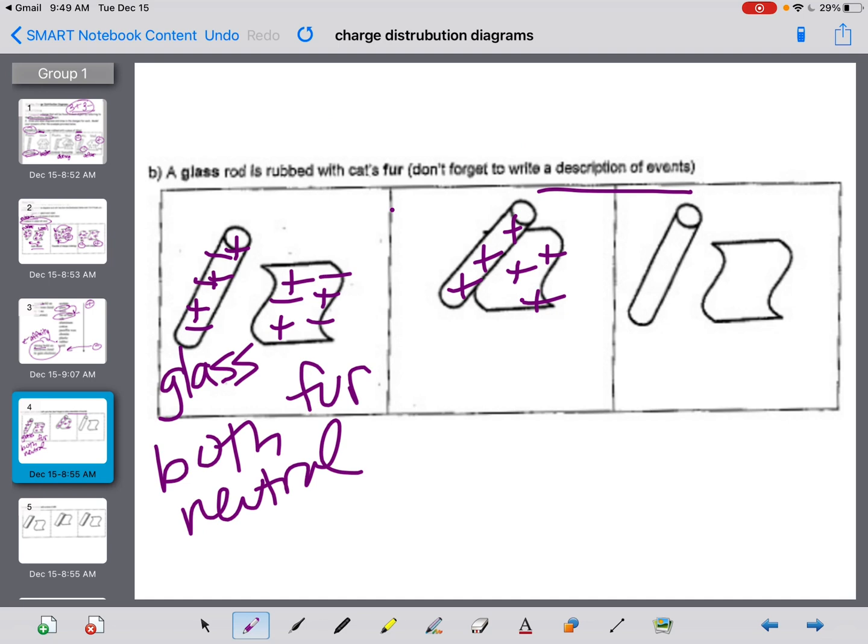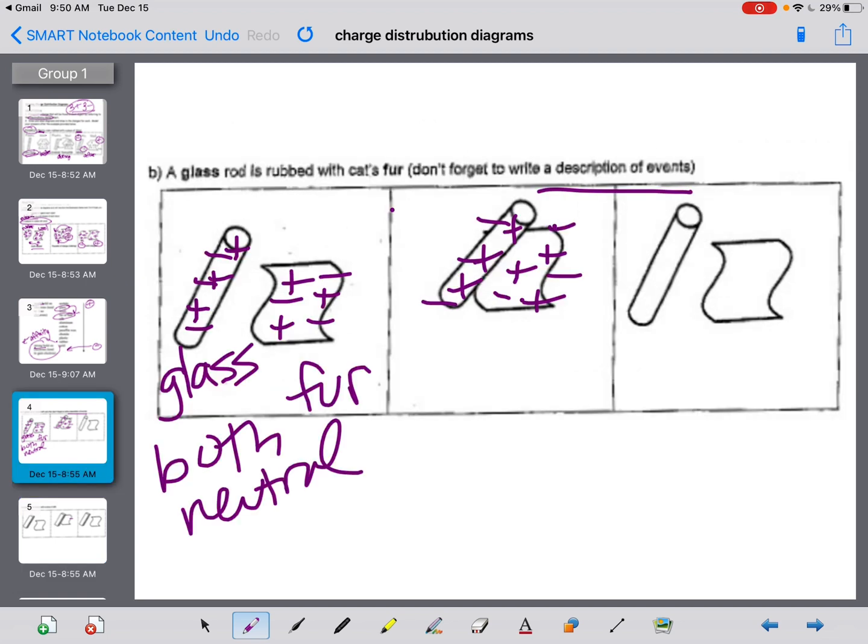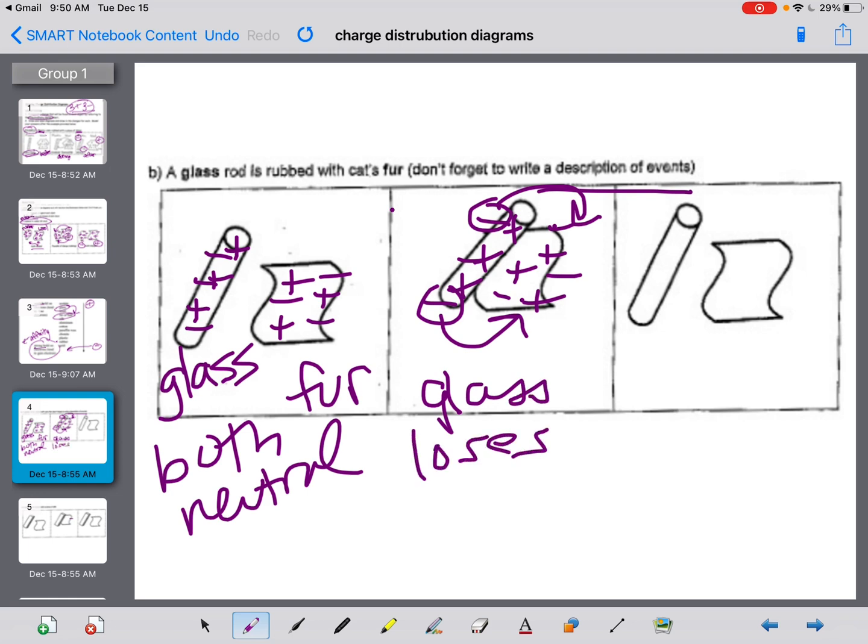So let's go back. Okay, so my glass is going to lose them, so I'm going to show the transfer. Obviously when you're doing this, please draw it a little bit better than what I'm doing right now. Let's write a little description. So glass loses... my Apple pen just ran out, so that's why I'm writing with my finger. That's what's happening. Okay, so glass loses electrons to the fur.